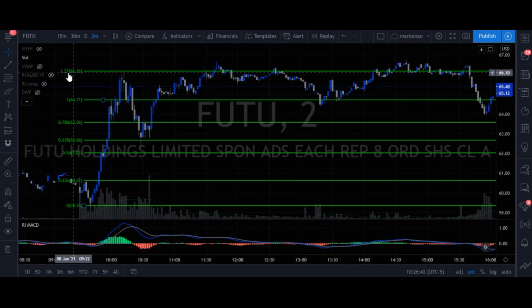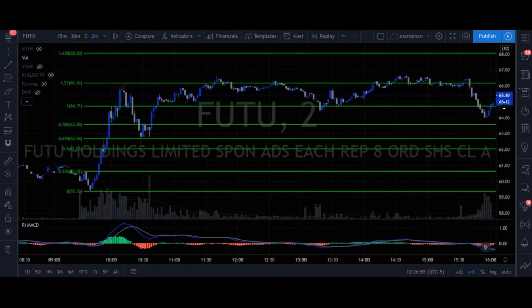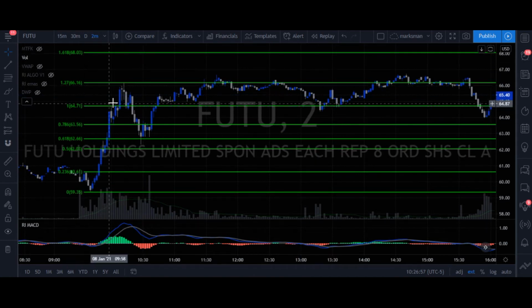Let's see this 66 area, see if that holds. If it can't break out of this 127 area, then I might be looking to take profit. If it breaks it, we're going to be looking at 6803. Right here at the 100% line, we pull back, hold that 7.8, but we run up to this 127. If I was in this trade, which is a huge move, it was almost a $6 run that we could have got on Futu, which for a $60 stock is a huge payday. I never played it.